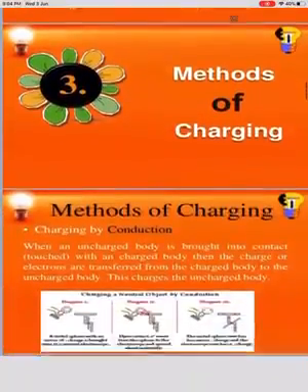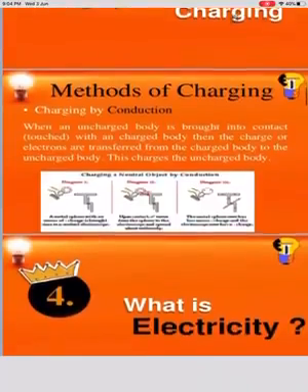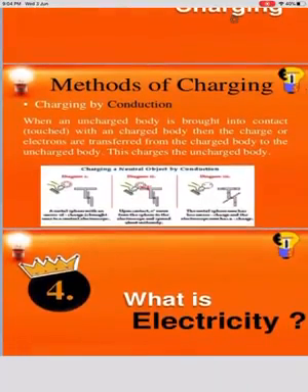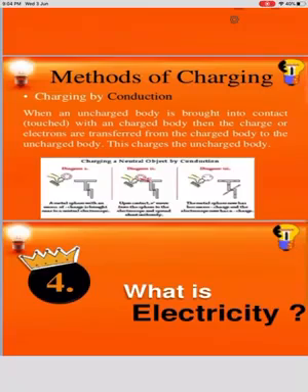After that we learn the methods of charging, conductor and insulator. What is a conductor? Conductor means those substances through which current can flow. And what is called an insulator? Those substances through which current cannot flow are called insulators.